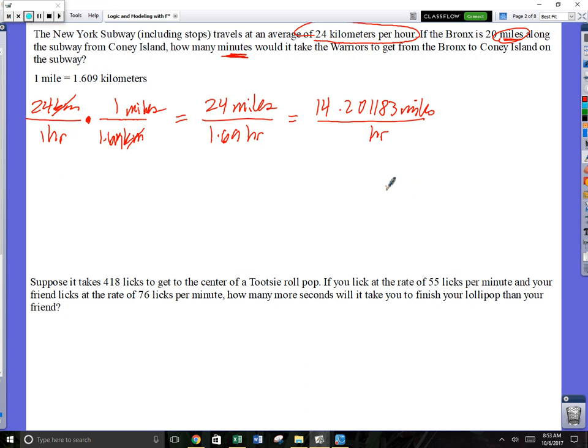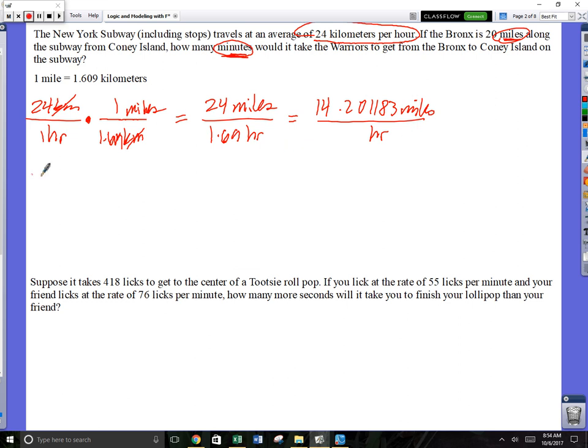Okay, so now let's see what we need. Okay, the Bronx, you gotta go 20 miles. So if right now you know that you're going at a rate of 14 miles an hour and you gotta travel 20, we can just estimate it's gonna take more than an hour. So it's gonna take a while. But they want it in minutes. So now let's convert that to minutes.